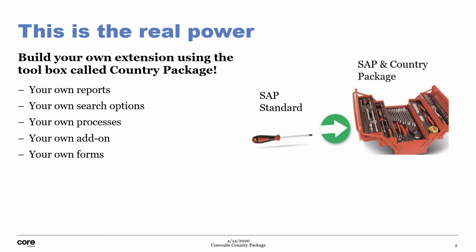So the country package. What is it in general? What is it about? The country package is a very, very powerful solution product that gives you the possibility to extend your standard SAP Business One. That's why we like to say, we call it a toolbox. So imagine you have only a screwdriver for SAP, that's the standard. But if you add the country package, you have a full toolbox, all the tools that you need to customize your B1 however you like to, by, as you can see here, create your own reports, use own search options, create processes. You can even build an own add-on, own forms, and so on and so on.